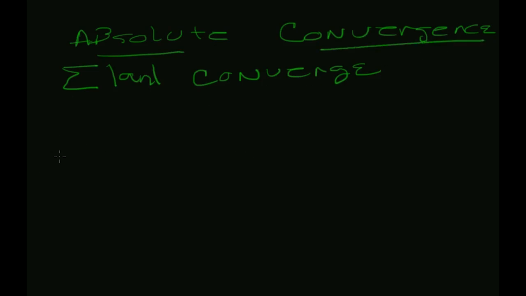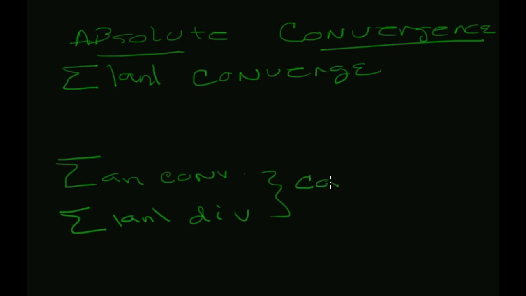Okay, so if the series converges and the absolute value of the a_n, the series of that, diverges, then we say that we are converging conditionally. Okay. So this begs the question, well, what if it's the other way? What if the absolute value converges, but the series diverges?